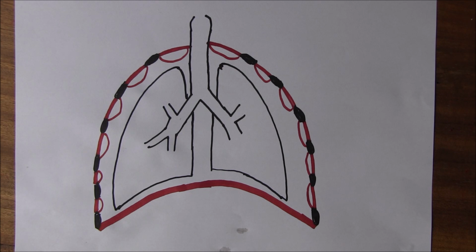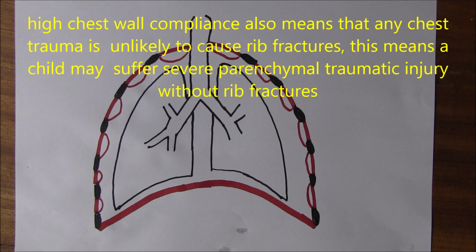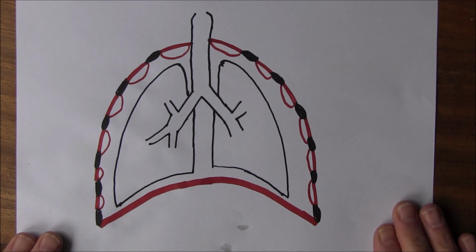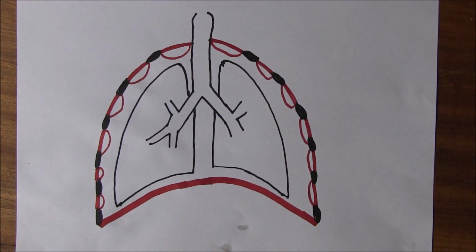Another application of the chest wall being compliant in children means that any chest trauma is unlikely to cause rib fractures because the ribs are flexible. And this means a child can suffer quite severe parenchymal injury without rib fractures. So a child can be quite badly injured but not have fractures, so it's just something to bear in mind.